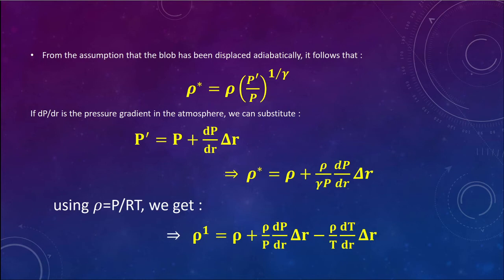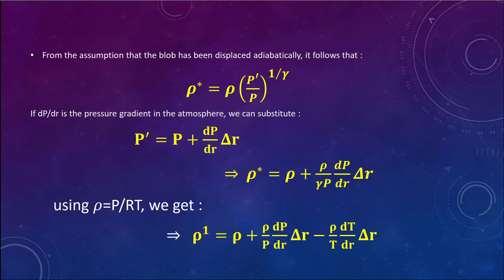On the other hand, rho dash is also equal to rho plus d rho by dr into delta r. So using that, rho is equal to P by RT, as we consider the gas to be an ideal gas. This is applicable. So we get the below equation, that is rho dash is equal to rho plus rho by T dP by dr into delta r minus rho by T dT by dr into delta r.